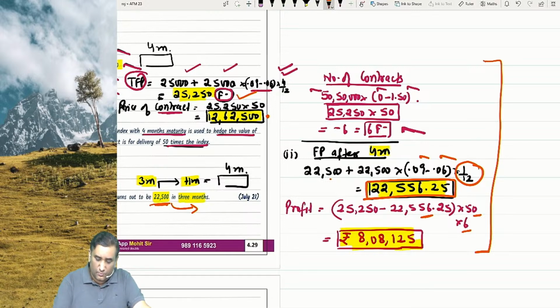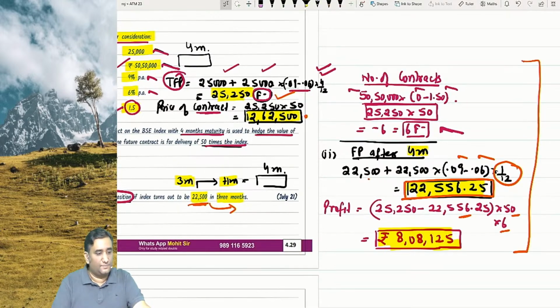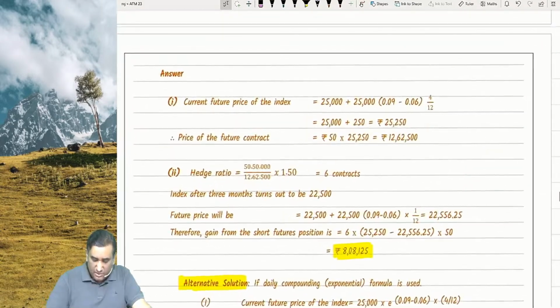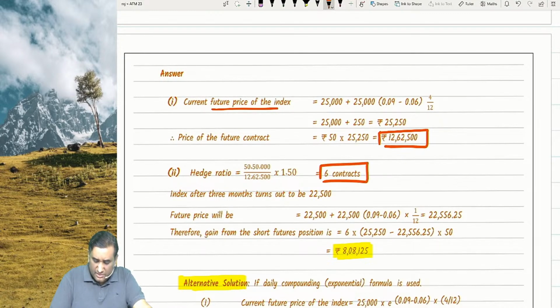Also the normal way. In the first part, the time is not mentioned, especially not applied, it has to be done separately. This was basic. What we did was, the current future price calculated was 12,500, hedge ratio of the contract 6. Then what we did, after 1 month, additional 1 month, because once we were standing, we have taken 1 month.